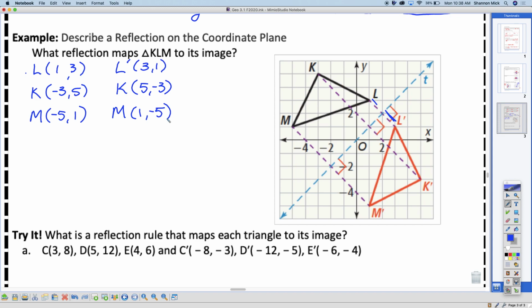Okay, but I need a rule, so I need an equation. So I'm going to use y minus y1 equals m times x minus x1. I think that's what they want me to do here. Maybe not. Let me check. I don't want to make it harder than it is.